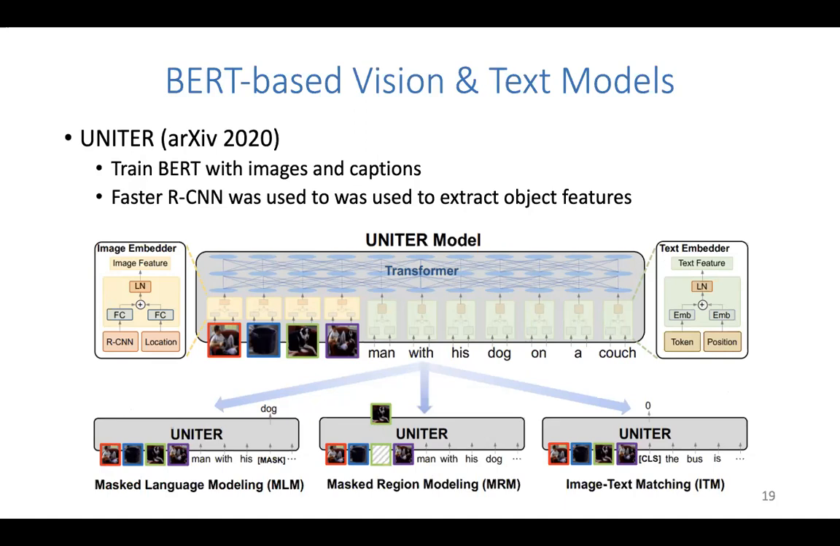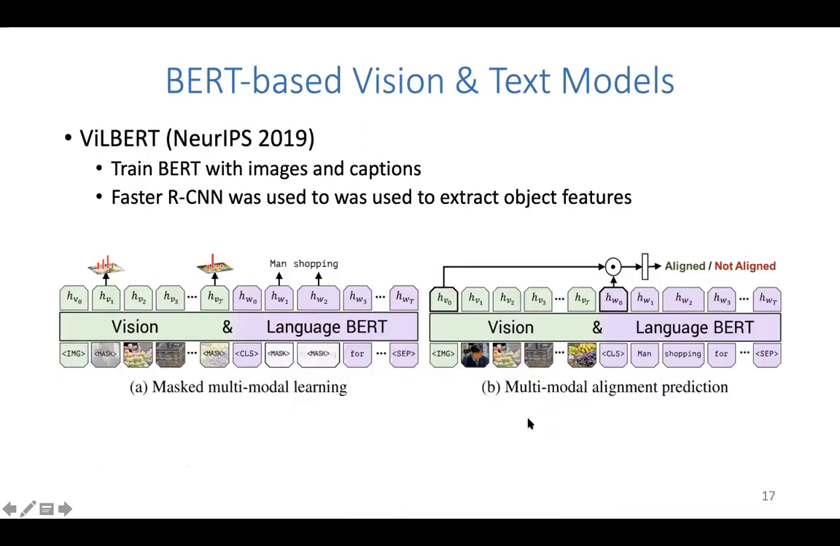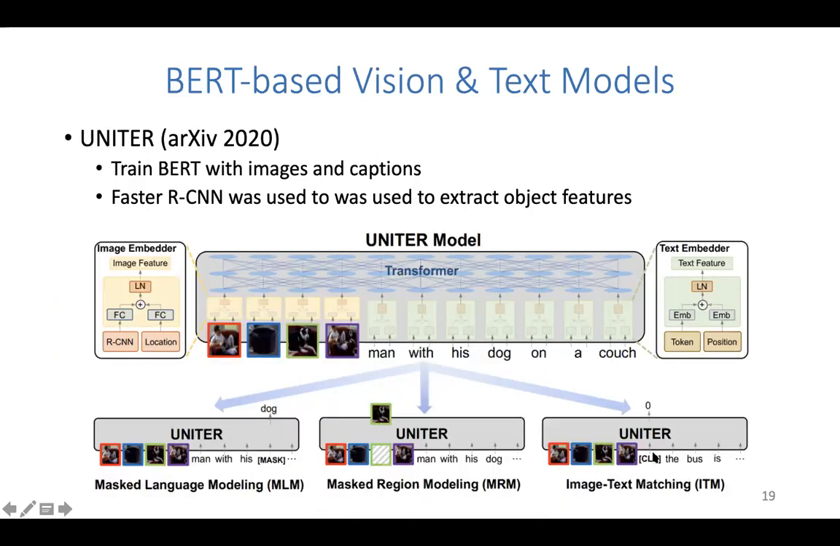So the output of the Faster RCNN is used to reconstruct the masked region or masked image token. And thirdly, they do the image-text matching. Here they only use one CLS token, instead of, like in ViLBERT, where there was an image token and then the CLS token. There's only one CLS token, and they use it to classify whether the given image and text are matching or aligned or not.